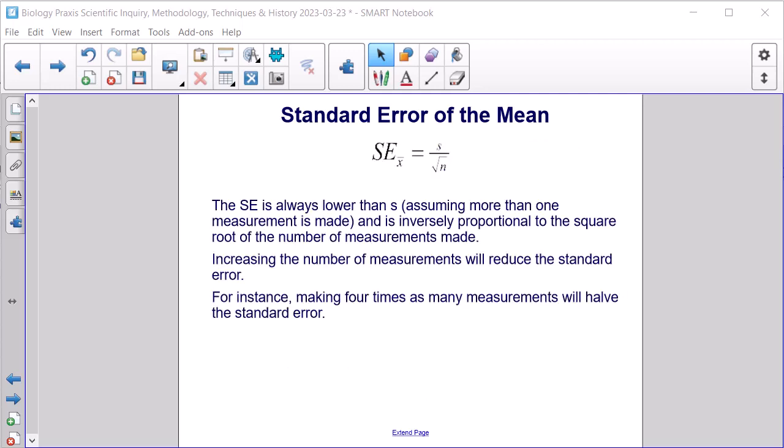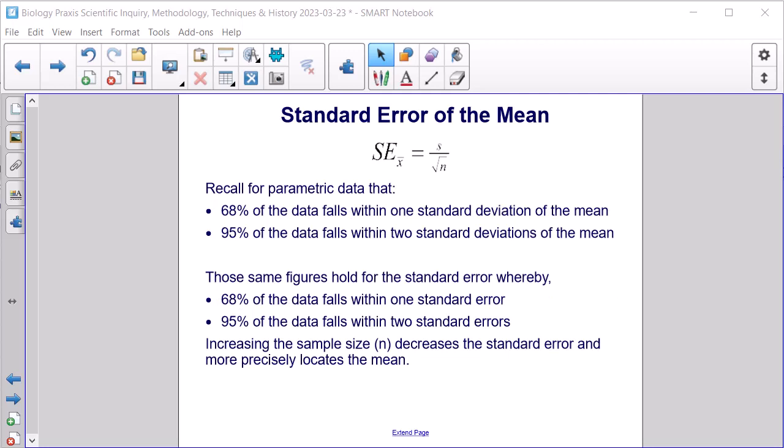The standard error is always lower than the standard deviation, assuming more than one measurement is made, and is inversely proportional to the square root of the number of measurements made. Increasing the number of measurements will reduce the standard error. For instance, making 4 times as many measurements will halve the standard error.